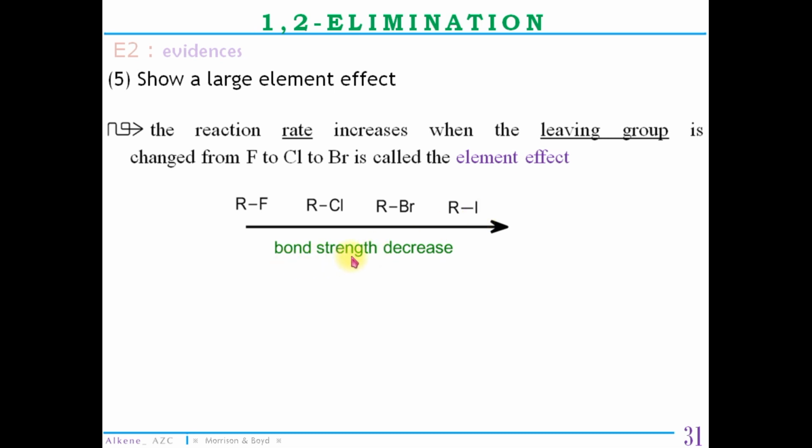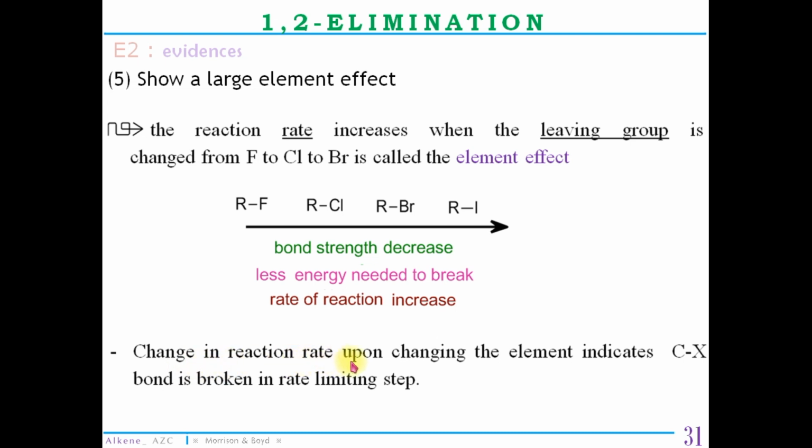And as bond strength decreases in this direction, the energy needed to break the carbon-iodine bond is less than for the carbon-fluorine bond. So what will be the effect on the rate of reaction? As from alkyl fluoride to alkyl iodide, less energy is needed to break the carbon-halogen bond, the rate of reaction increases.